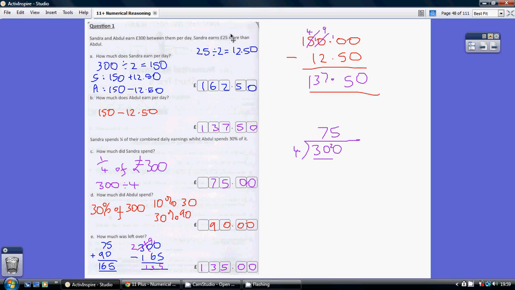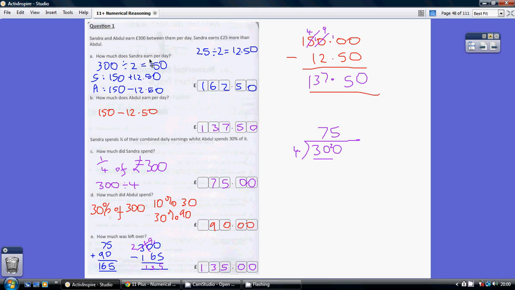Now, in order to create a £25 difference, we're going to have to add half of this onto one and take half off the other. So we need to know what half of 25 is. Well, that's £12.50. So Sandra, who earns more, you have to add 12.5 onto hers, and at the same time take 12.5 off Abdul's. That generates the £25 difference.